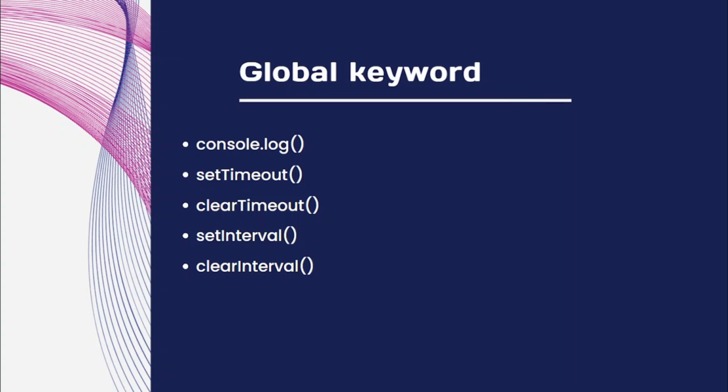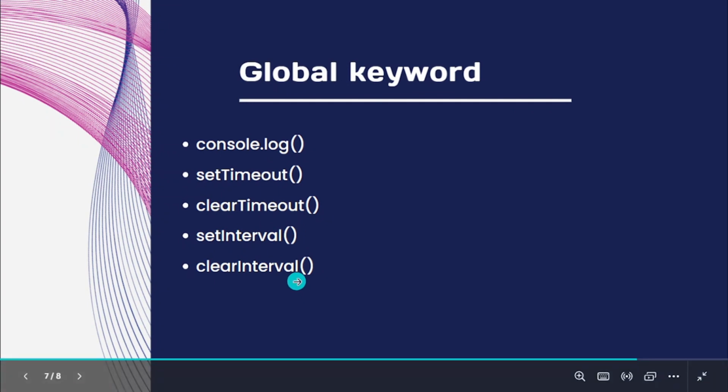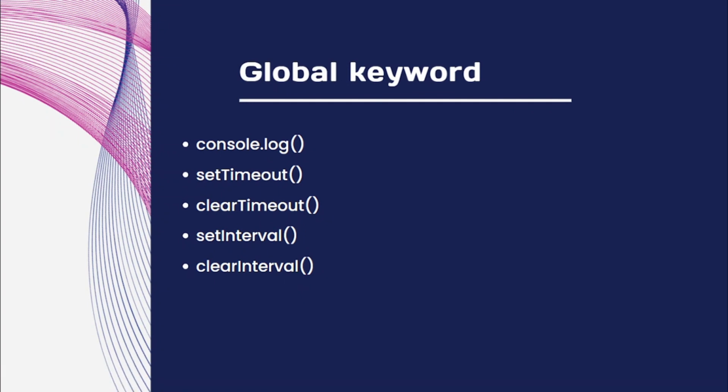Okay, now let's look at some of the global keywords in Node.js. We have console.log, setTimeout, clearTimeout, setInterval and clearInterval. And I'm going to show you a couple of things we can do with this in our code. So now let's dive into the code again.